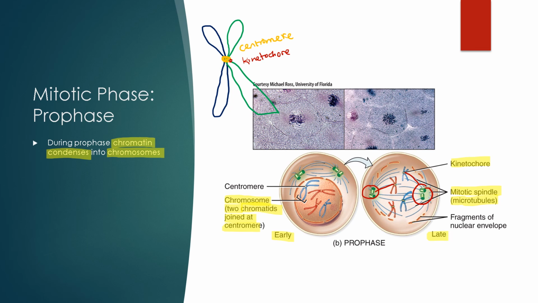Now, also what happens in late prophase is that the nuclear envelope disappears, and also the nucleolus disappears. So we can see in this left picture, we have that nuclear envelope around here, still starting to break down in this picture, but here in late prophase on the right side, we have no nuclear envelope.